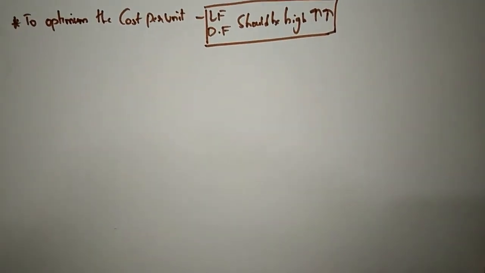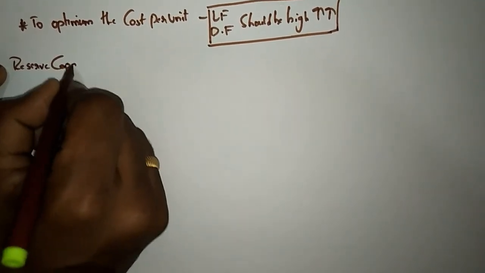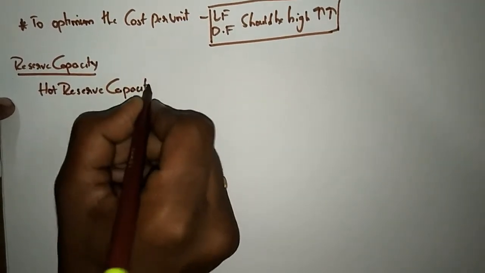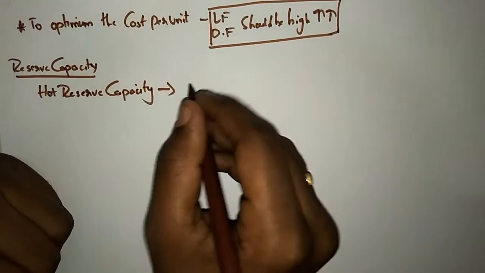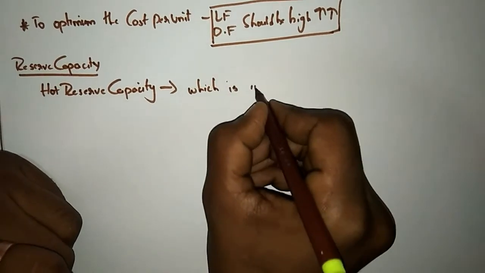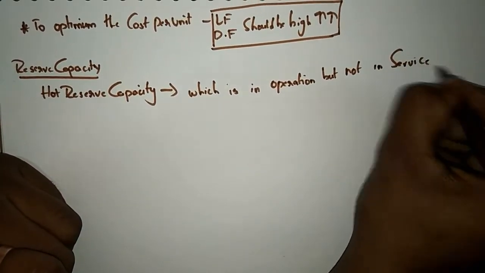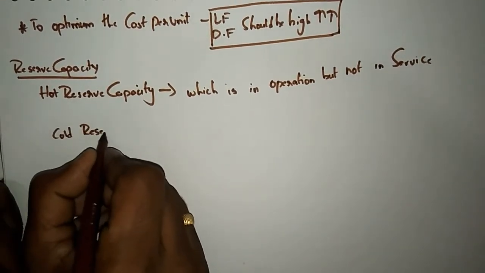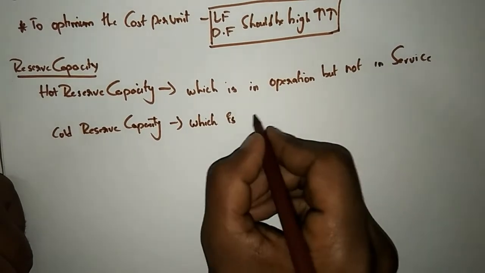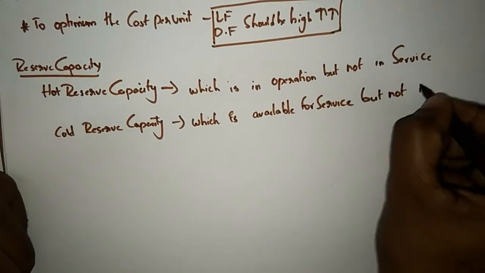So next we are going for reserve capacities. So we have to mention hot reserve capacity. Please do make notes for this, so it will help you guys a little. Hot reserve capacity is reserve capacity which is in operation but not in service. Cold reserve capacity is something which is available for service but not in operation.